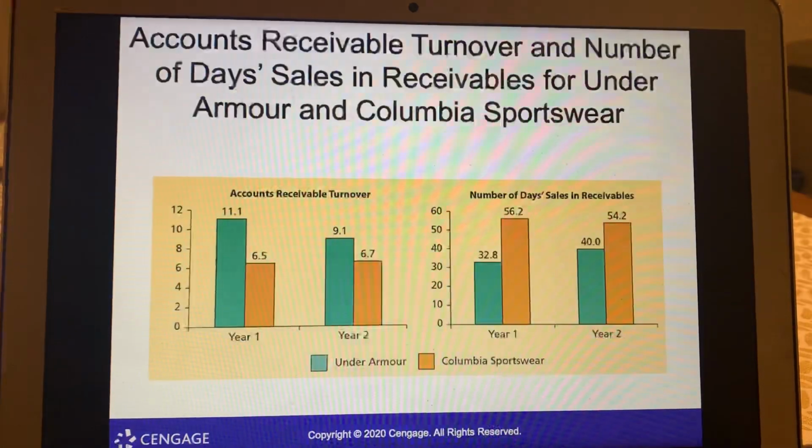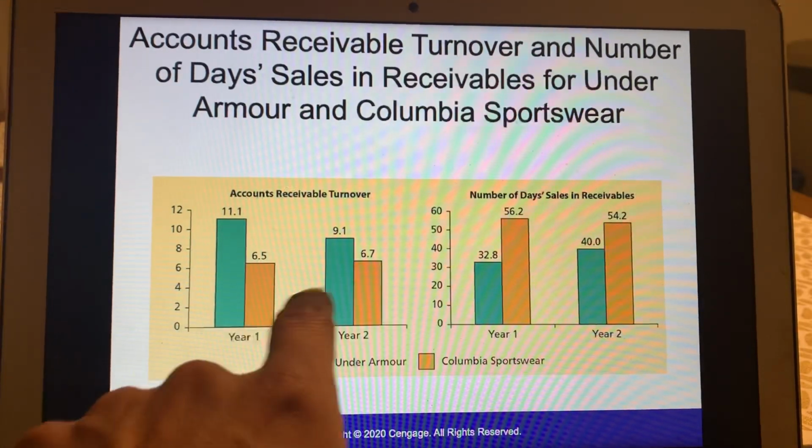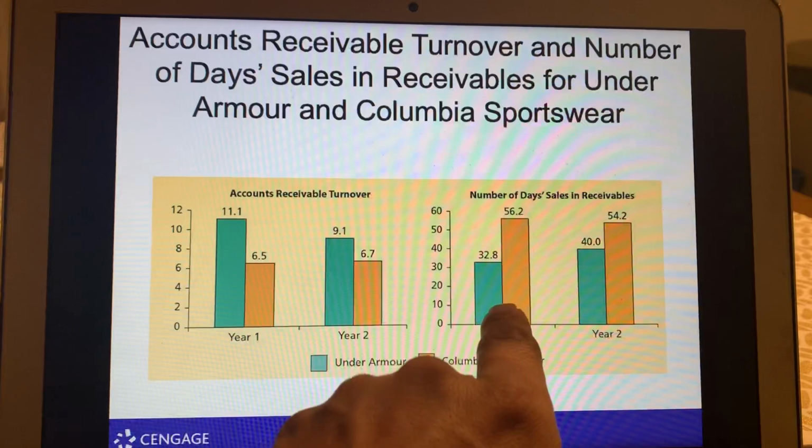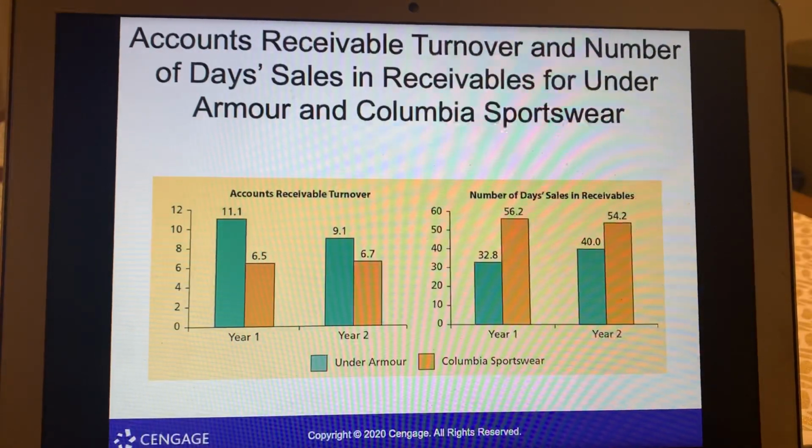Okay, all right, so here's what this looks like. Account receivable turnover: 11.1 to 9.1, so we did notice a decrease there. Number of days in sales, so it did go up. So keep this in mind. Obviously, if you deal with account receivable and you deal with a lot of inventory, this will make a difference. So this is just account receivable.